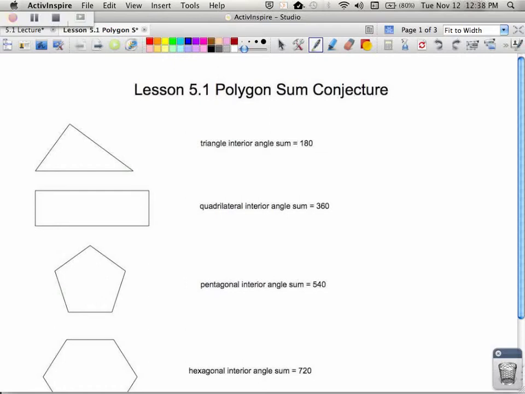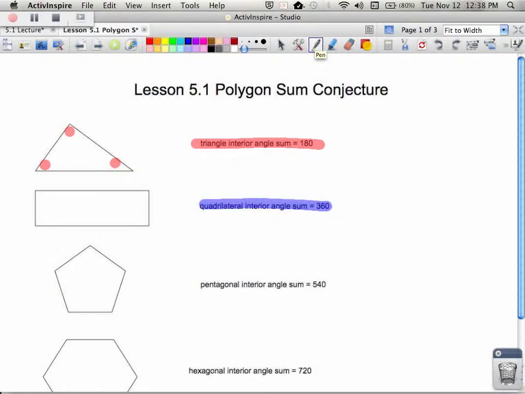In lesson 5.1, we're going to talk about the polygon sum conjecture. We already know that in a triangle, we have 180 degrees inside. So if we add up the three angles in this triangle, we have a total of 180. In a quadrilateral, we have 360 degrees inside that shape, the four-sided figure.